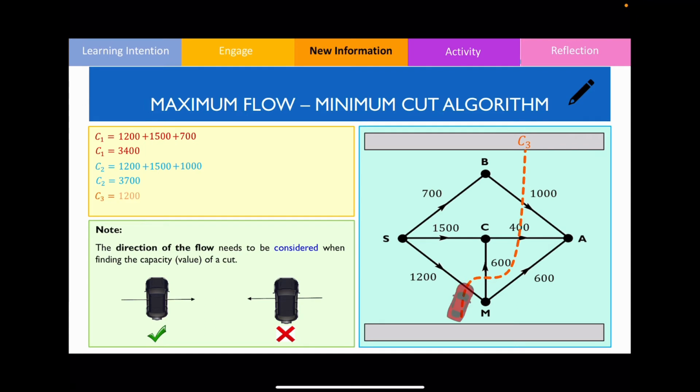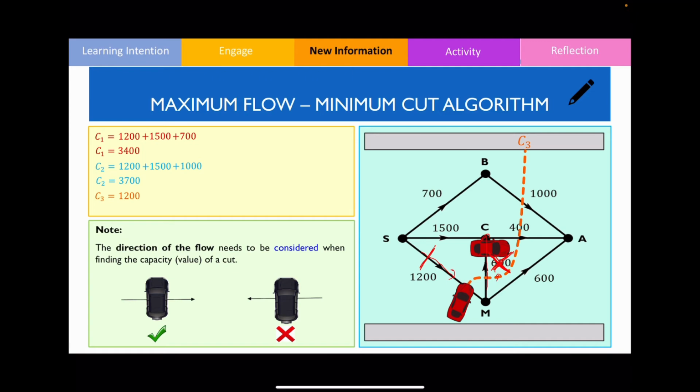For cut number 3, similarly, because the flow is going from left to right, I include 1200 in the overall capacity. But when it reaches this particular point, notice that the flow is going from right to left, and because of that, we do not include this value of 600 at all. If you're wondering why, it's because we've already made a cut at this edge. By cutting that flow, this value won't contribute to anything. Nothing actually flows through that edge anymore.